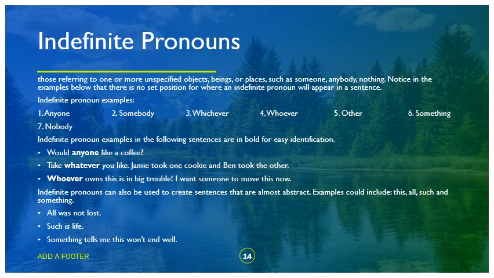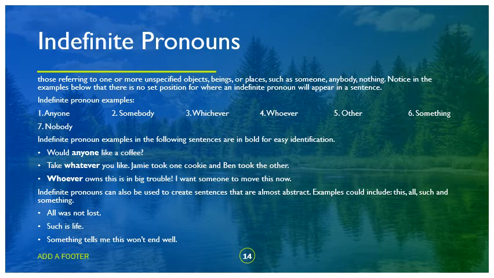Indefinite pronoun examples are anyone, कोई भी, somebody, कोई तो, whichever, कुछ भी, whoever, कोई भी, other, कोई और, something, कुछ भी, nobody, कोई नहीं. Indefinite pronoun examples in the following sentences are in bold for easy identification. Would anyone like a coffee?